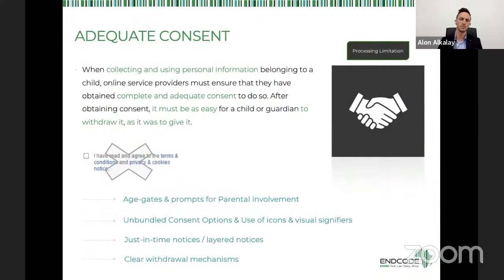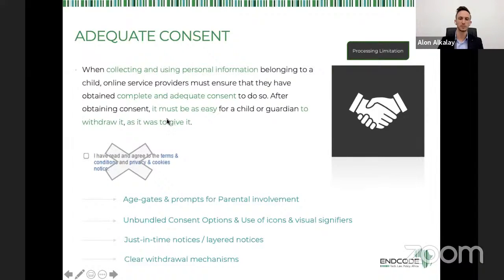The next guideline is adequate consent. When collecting and using personal information belonging to a child, OSPs must ensure that they have obtained complete and adequate consent to do so. And after obtaining consent, it must be as easy for a child or their guardian to withdraw it as it was to give it.